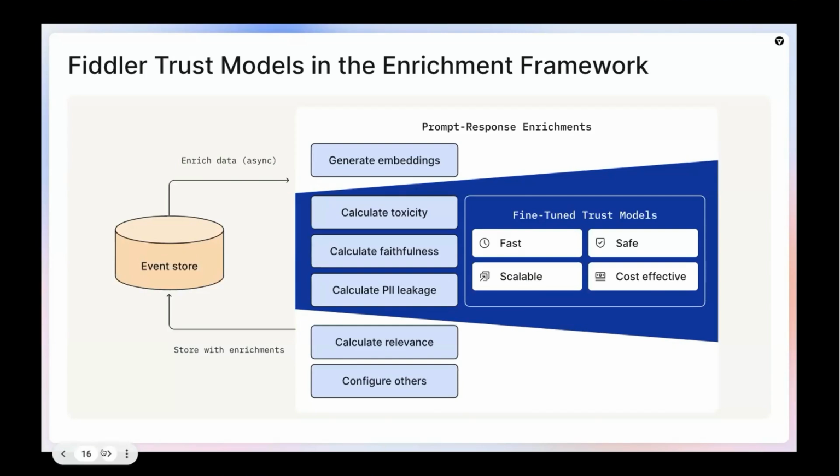These are fine-tuned trust models that are specifically tasked for certain metrics. These are BERT scale models. They're really small. They run really quickly. What's really nice about this is because they're specialized to that one specific set of tasks, they run a lot faster. So the latency is really low, and they can detect hallucination, toxicity, PII leakage, a very specific set of metrics, and they do that really well.